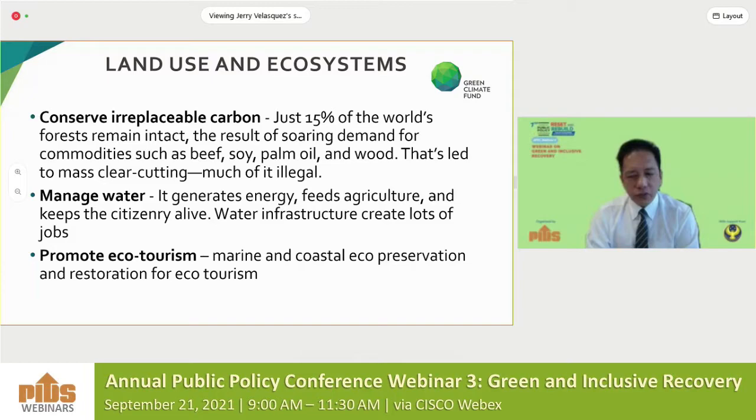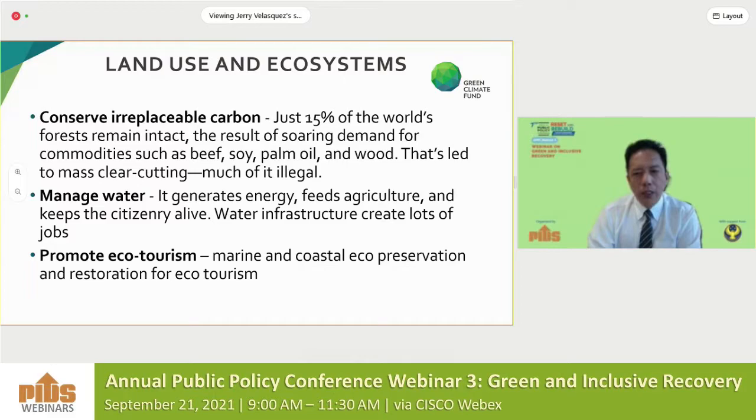Water infrastructure creates a lot of jobs. Promote ecotourism. Marine and coastal eco-preservation and restoration for ecotourism might actually be the case, because people feel safer to go as a tourist there rather than to a regular touristic location. So ecotourism might also be a way of the future.